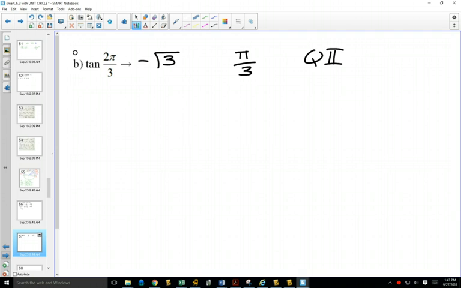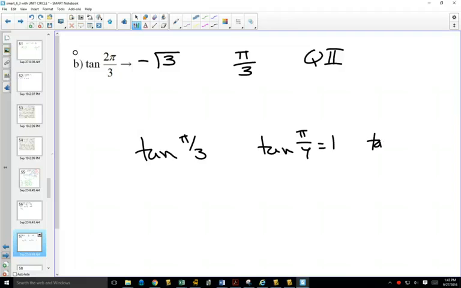In preparation for your quiz, have you come up with any studies, techniques, or any things yet that help you memorize it? Not yet. For tan, I'll tell you one of the ones I like to use for tan. For tan of pi over 4, somehow that one's easy to remember that it's 1.